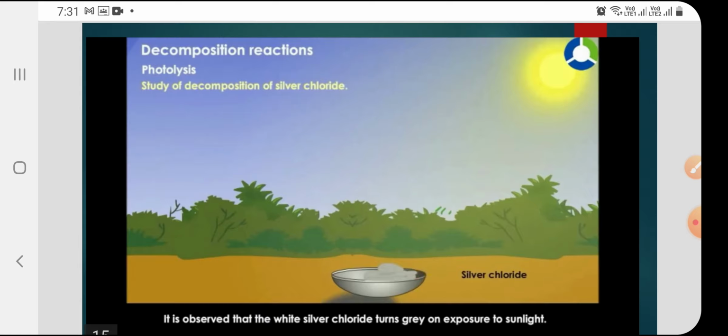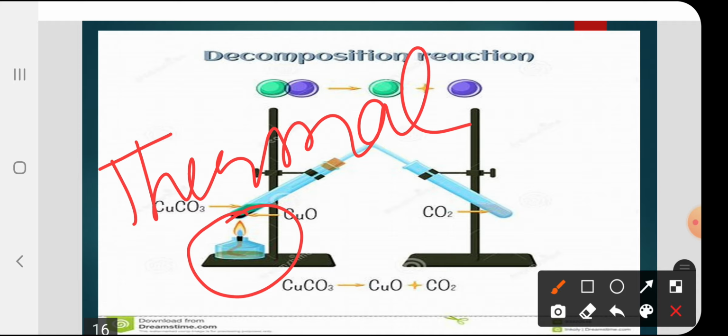And when this calcium carbonate heats, it forms calcium oxide and carbon dioxide. So we have taken copper carbonate in the test tube and we are heating that, and we get copper oxide and carbon dioxide. So this is the decomposition reaction. And which kind of decomposition reaction is it? This is called the thermal decomposition reaction.